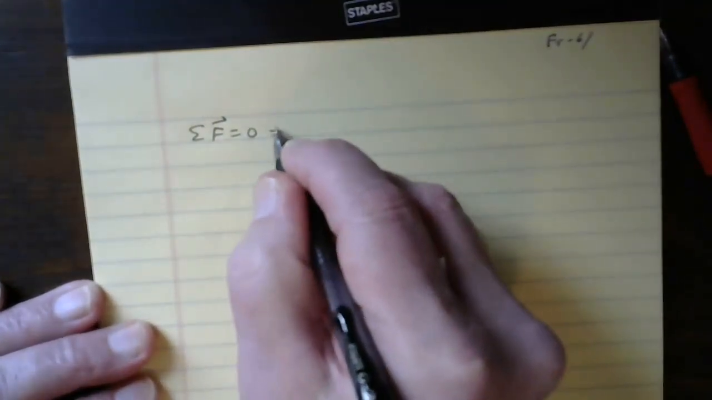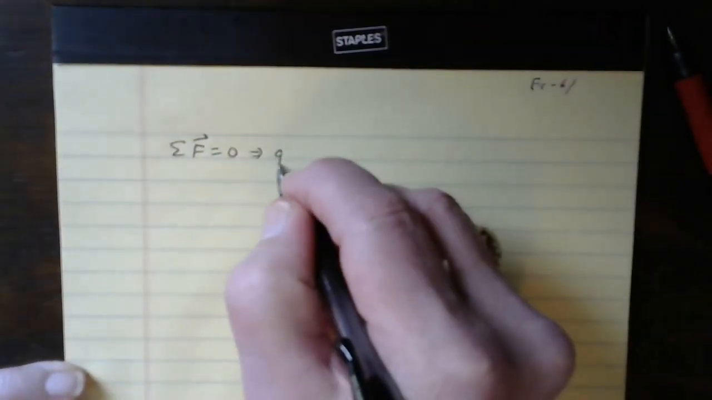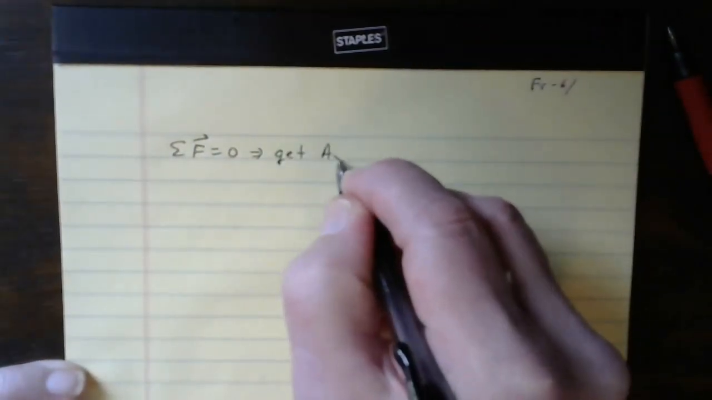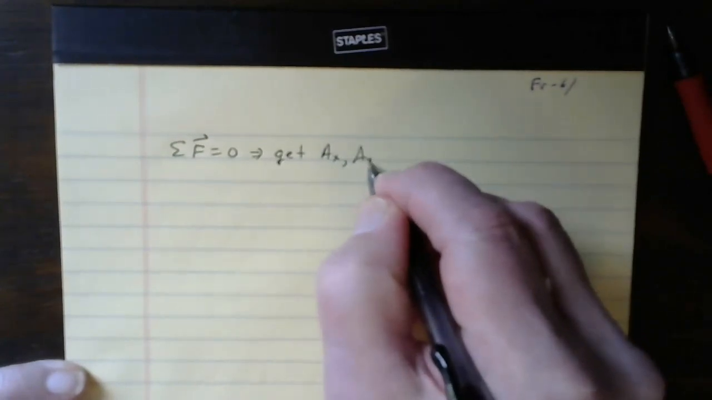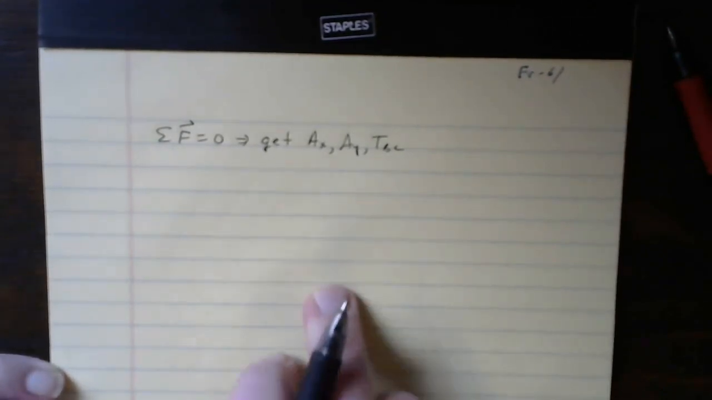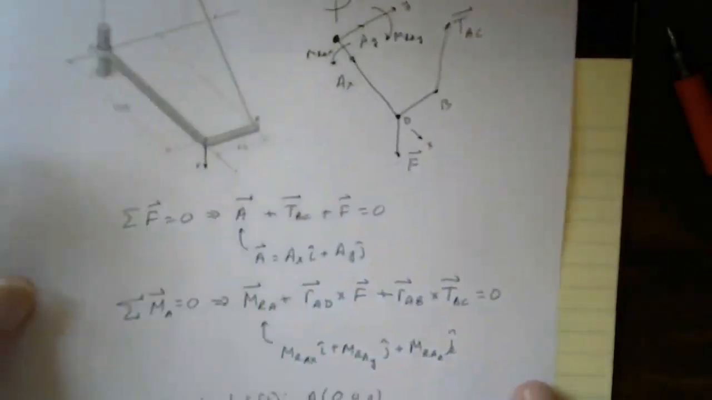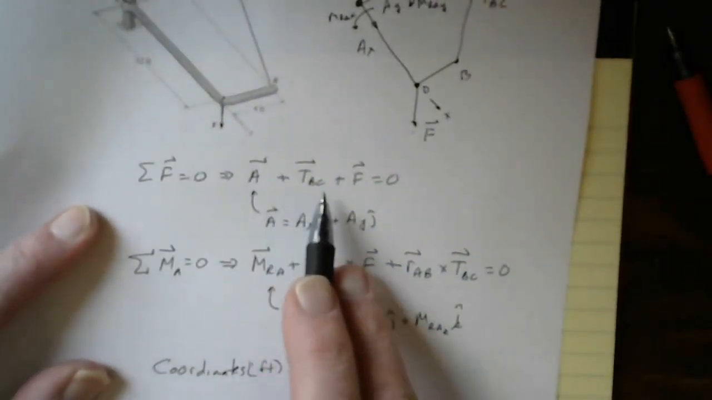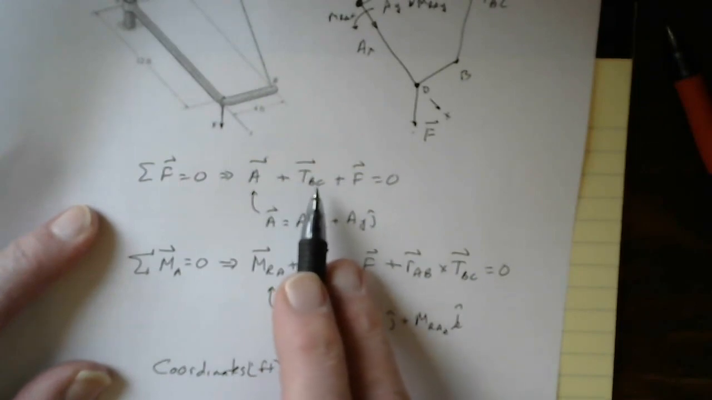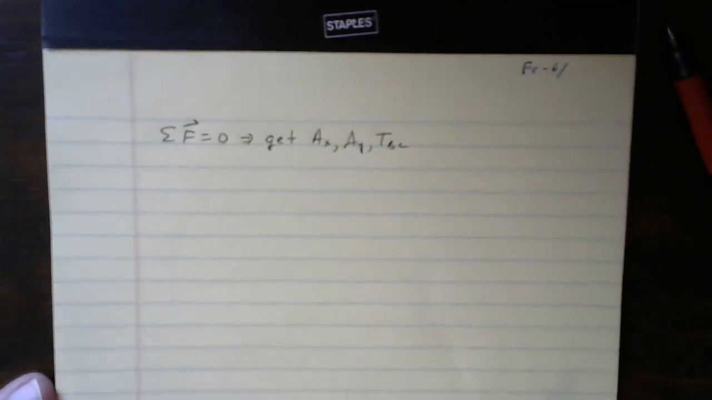Okay. I can get, again, just repeating it, I can get AX, AY, the two components of the reaction force, and the magnitude of the cable tension. All right. But what I first need to do, if I go back to my vector equation here, is express TBC as a Cartesian vector. I already have A as a Cartesian vector.